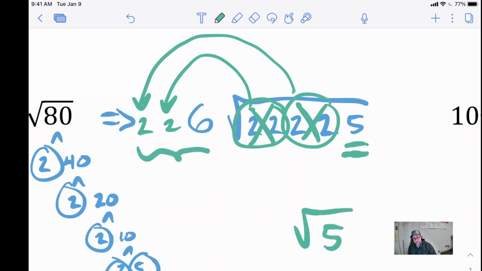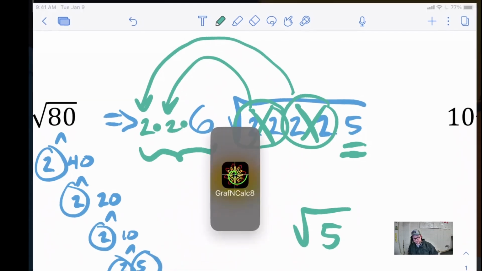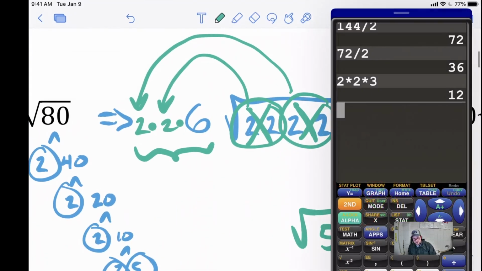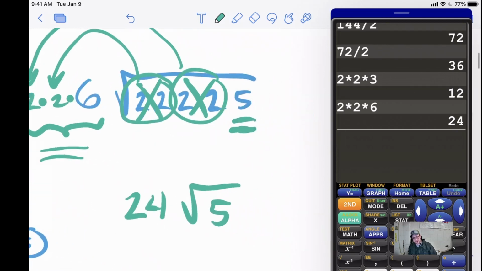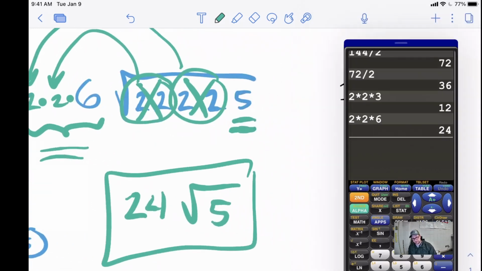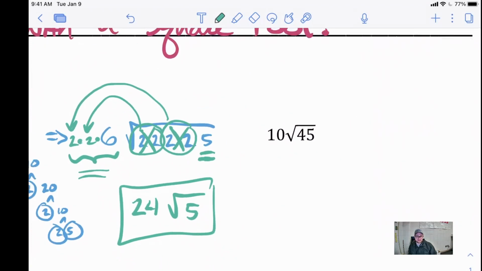And then on the outside, 2 times 2 times 6, let's just use a calculator to show you we can do it this way too. 2 times 2 times 6 is 24, and since that's on the outside already, we're going to get 24 on the outside of our answer over here. Nice job. Let's look at another one.